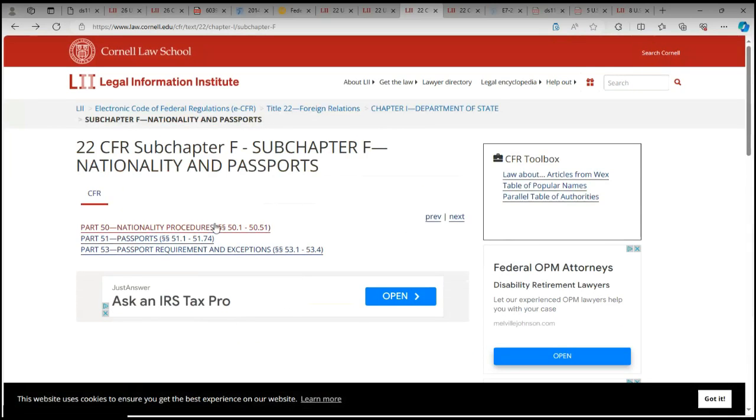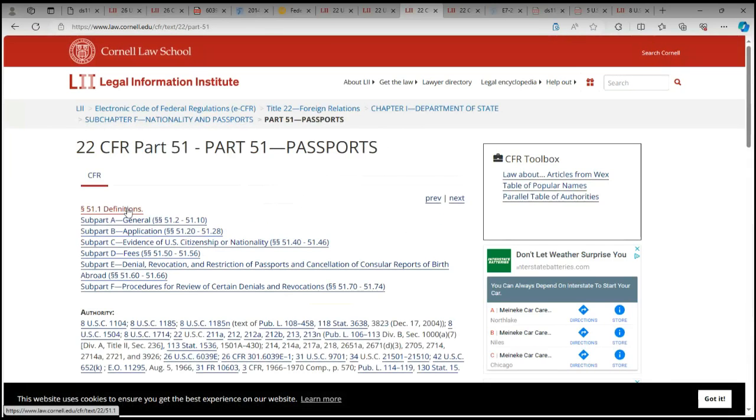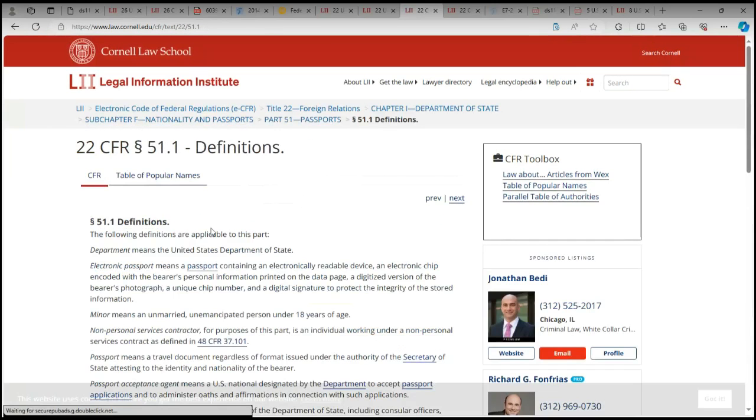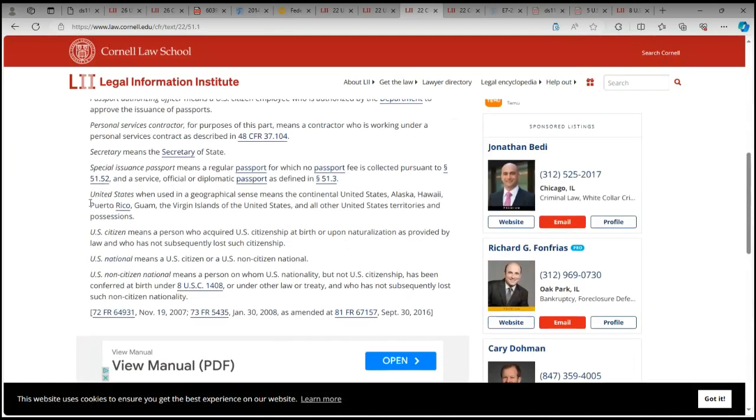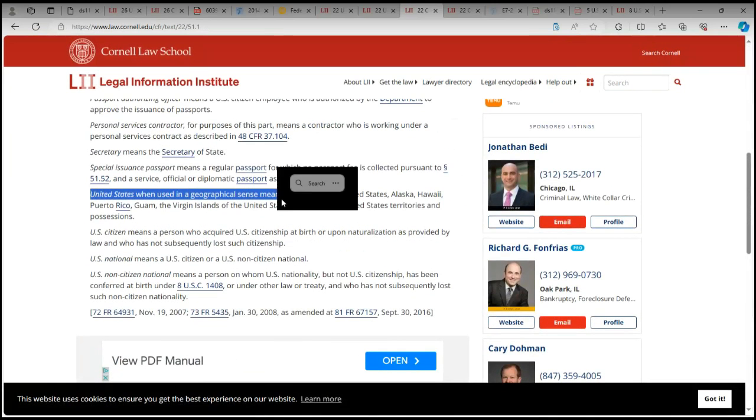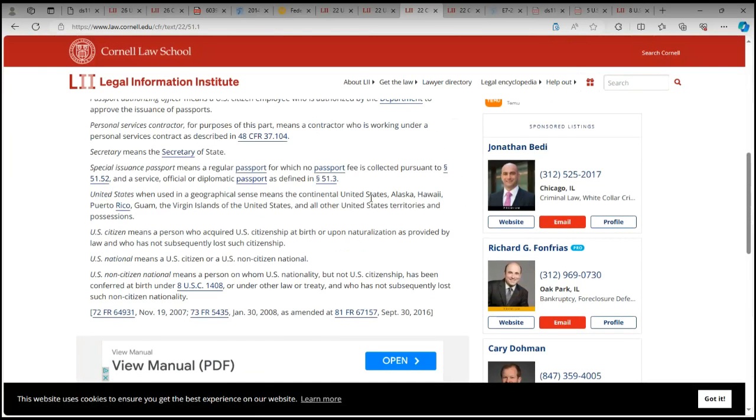So the next part is Part 51, Passports. Definitions. I'm not going to read all these. I leave these all up to you, but I am going to go to the bottom. The definition for United States when used in a geographical sense means continental United States, Alaska, Hawaii, Puerto Rico, Guam, the Virgin Islands of the United States, and all other United States territories and possessions.